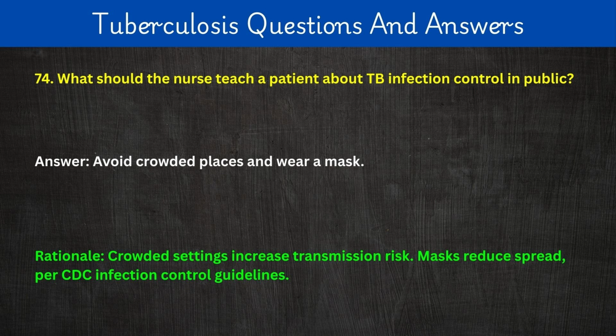74. What should the nurse teach a patient about TB infection control in public? Answer: avoid crowded places and wear a mask. Rationale: crowded settings increase transmission risk. Masks reduce spread, per CDC infection control guidelines.